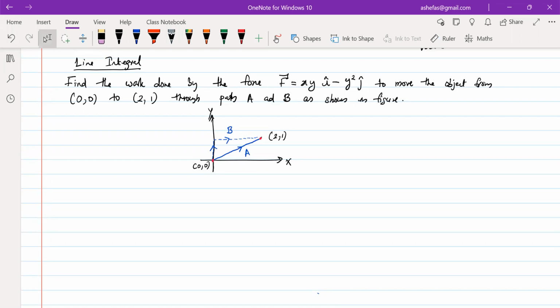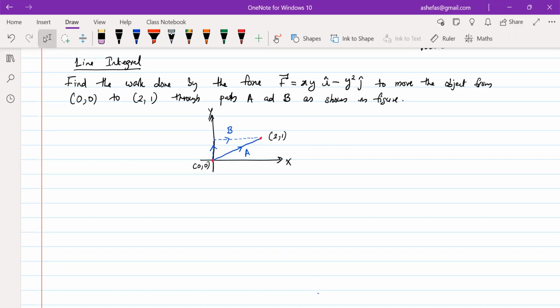So, consider this question: find the work done by the force F = xy i − y² j to move the object from the position x = 0, y = 0 to x = 2, y = 1 through paths A and B as shown in the figure. So different paths are shown in the figure, the path A and path B. So we have to find the work through both the paths. That is, first we can find through the path A, then we can find through the path B.